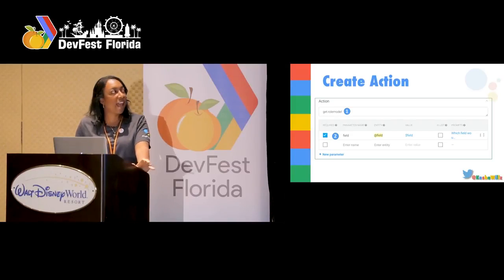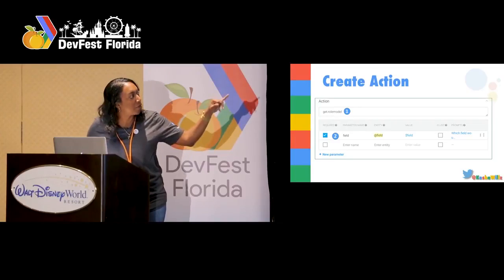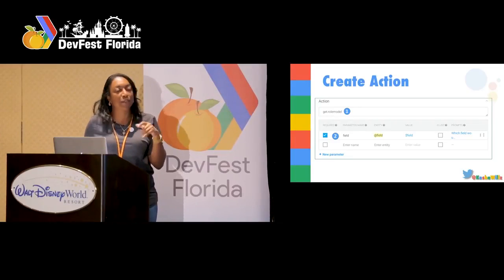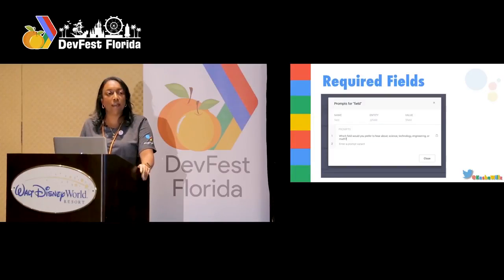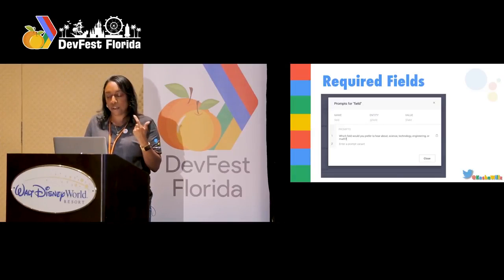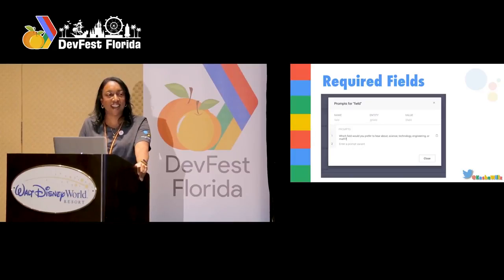In this case, the action retrieves the parameter or that field. If you notice in step two, it's retrieving the field. And then notice I'm able to set that as a required parameter, which is really cool. Because it's required, I can manually enter a prompt. So if the user says something and the field is not present, we can prompt them: which field would you prefer to hear about? Science, technology, engineering, or math?